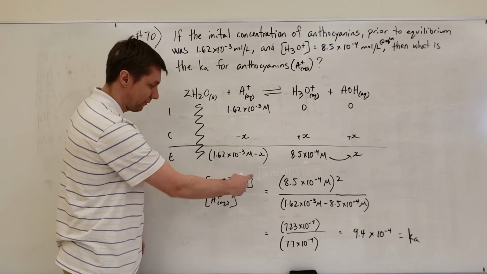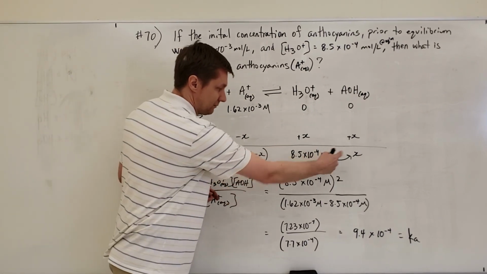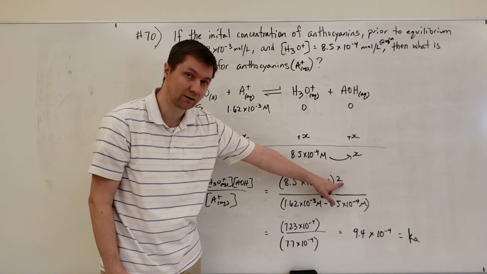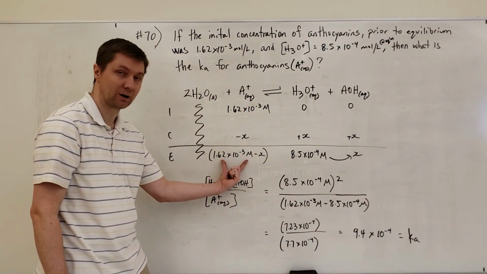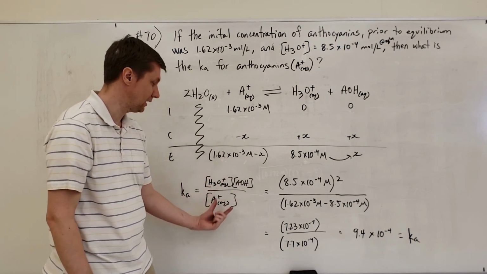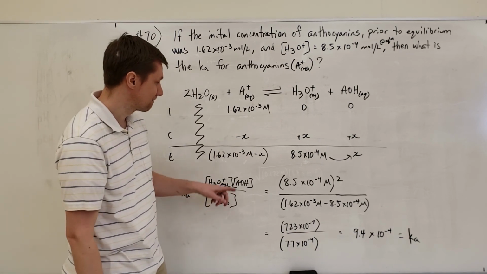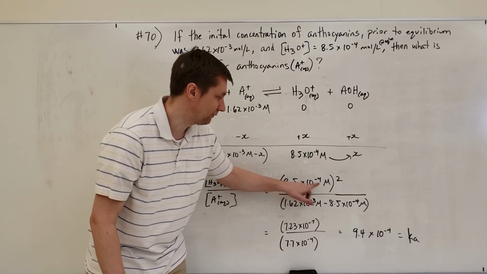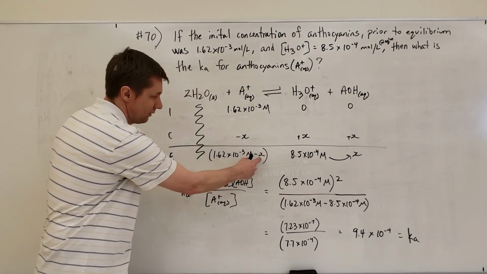So I've written my Ka expression here. You can see that, my products over my reactants. And you can see that my x times x is just going to yield an 8.5 times 10 to the negative 4 squared. And then I'm going to divide that by this calculation right here, which is my equilibrium concentration of my reactant that's in this Ka expression, which is the concentration of A+, this anthocyanins. So 1.62 times 10 to the negative 3 minus 8.5 times 10 to the negative 4, which is the x in that formula right here.